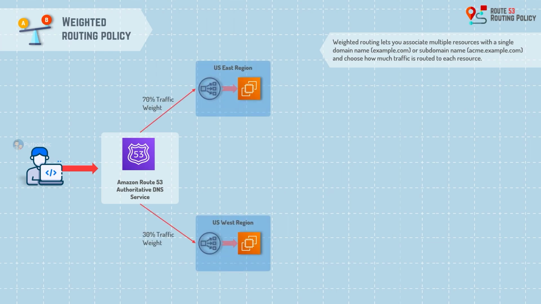So for example, let's say you have 2 resources, resource A and resource B, and you want to distribute traffic between them. With weighted routing policy, you can assign a weight or percentage to each resource, such as 70 for resource A and 30 for resource B. This means that for every 100 requests, 70 would go to resource A and 30 would go to resource B. And the weight distribution is computed as the weight of the specified record divided by the sum of the weights of all the records. So now based on that, let's see this.